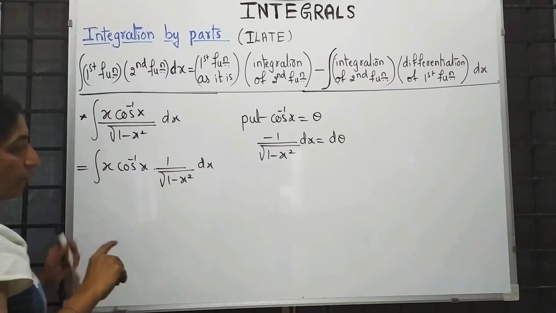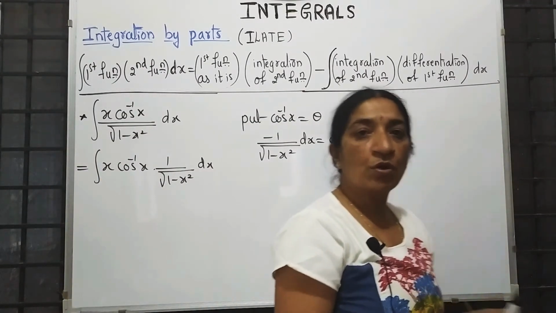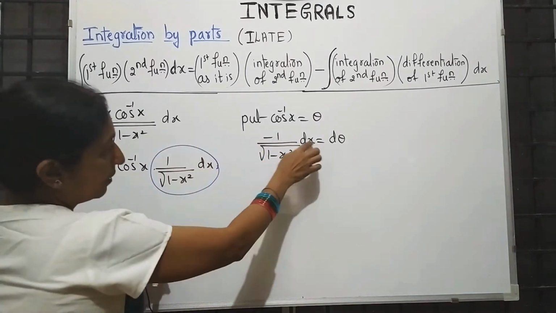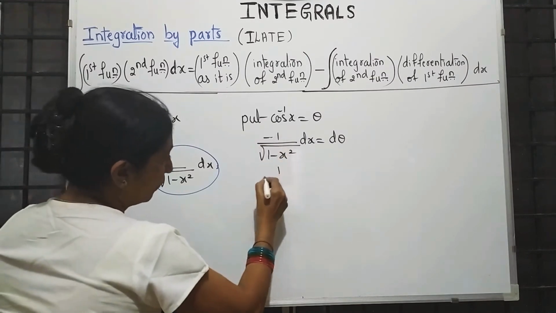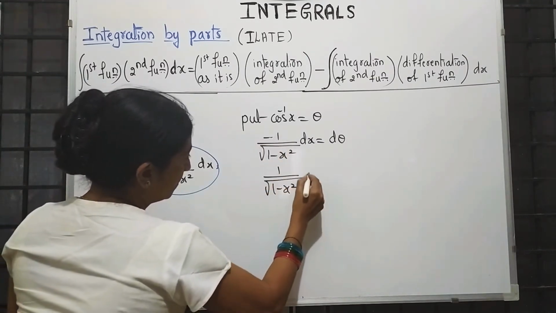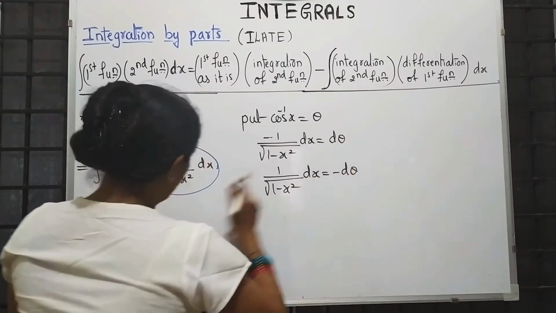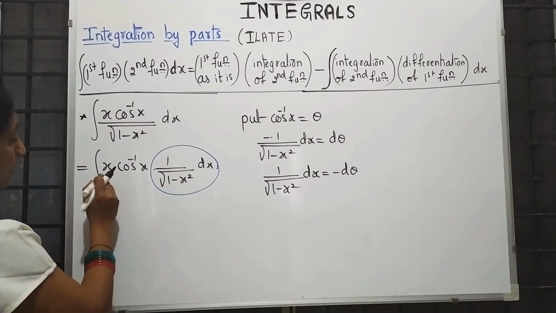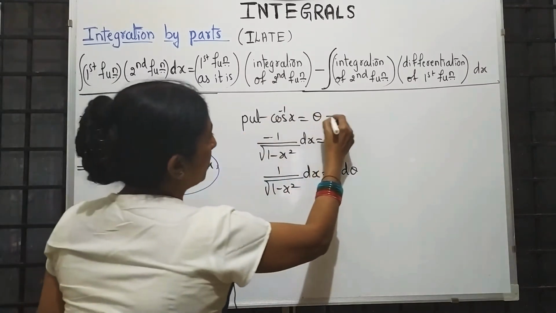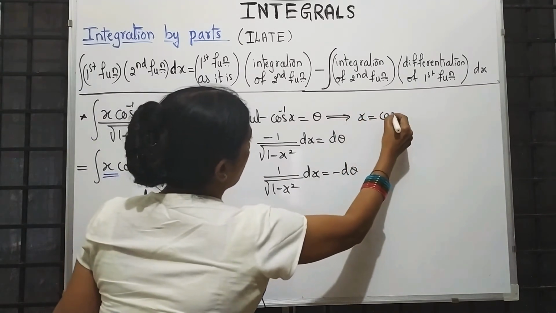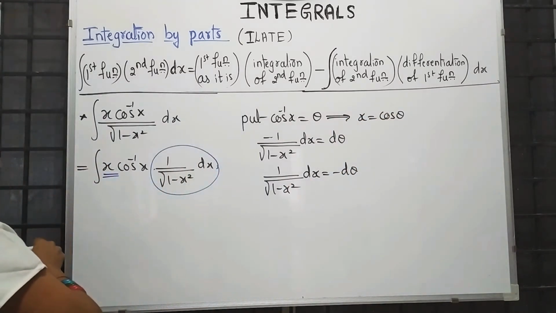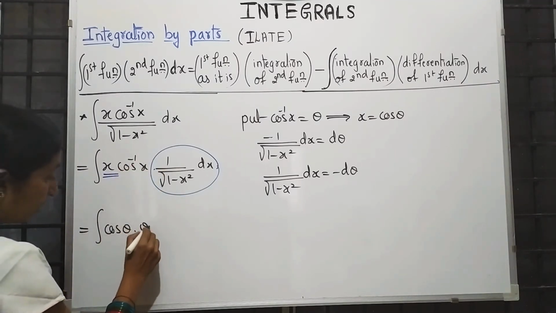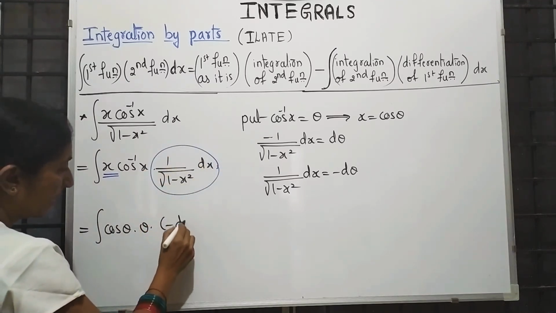See here, in the problem we have 1 upon root of 1 minus x square into dx. That means this value. Here we have the same value, the only thing is it is minus. So we can write it as minus d theta. And what is x? Cos inverse x is theta, which implies x is equal to cos theta. Yes, write that. The x value is cos theta. Cos inverse x is theta and this total value is minus d theta.